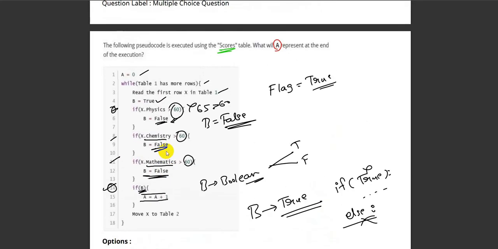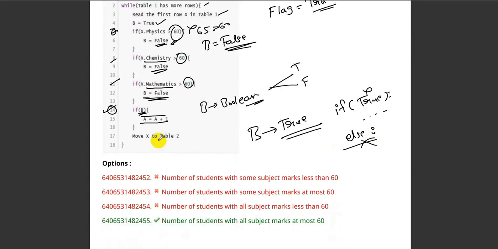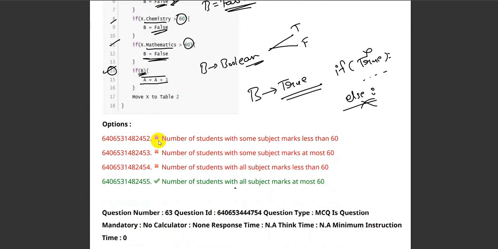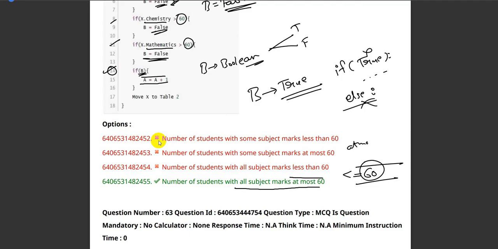When is the value of B true? When there are no results greater than 60. That implies the correct option would be the number of students with all subject marks at most 60. At most in the sense, what? At most means less than or equal to 60. This is what at most means. So the right option is D.